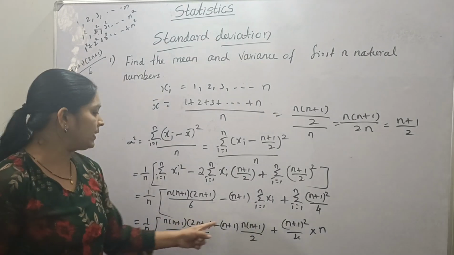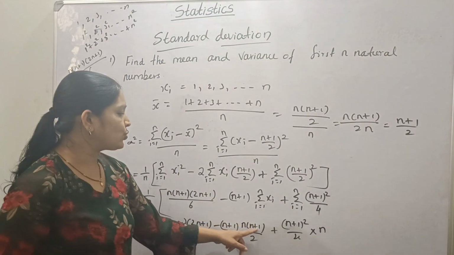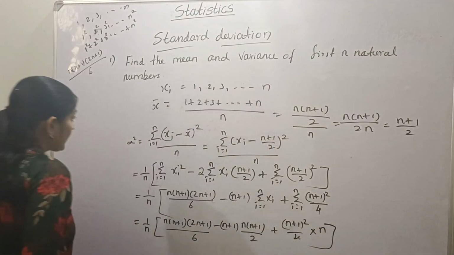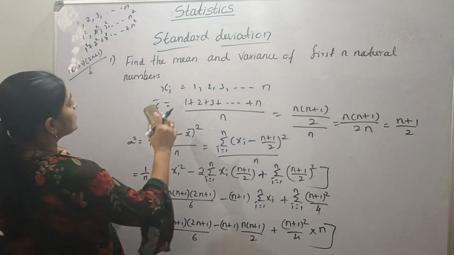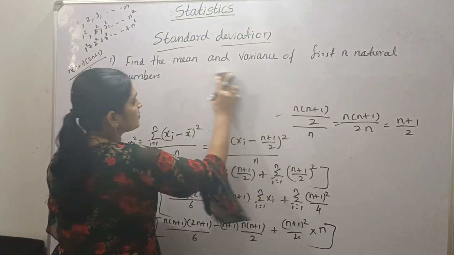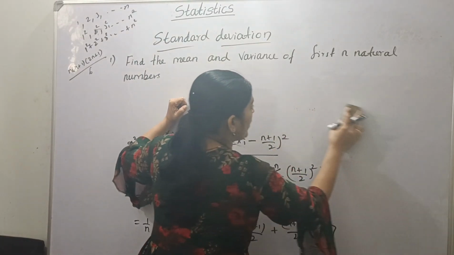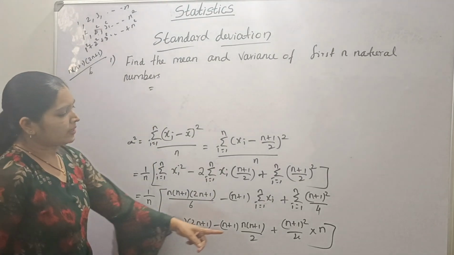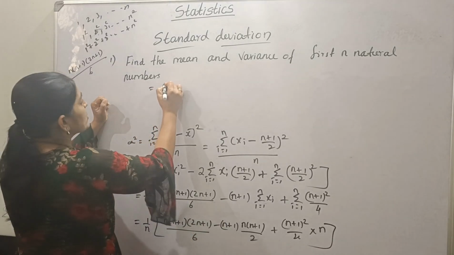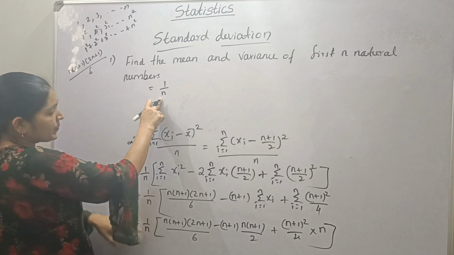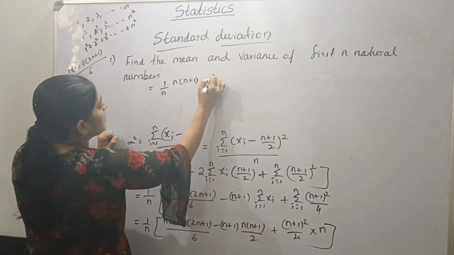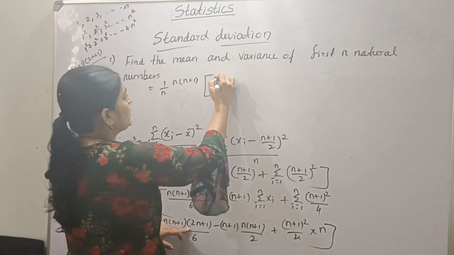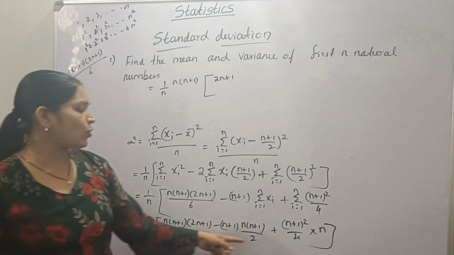See here, in all the terms, n into n plus 1 is common. So let us take it outside. See, our mean is n plus 1 by 2, okay? That is equal to, here take n into n plus 1 outside. So 1 by n into n into n plus 1 into 2n plus 1, okay? And here 2 is also common, right?